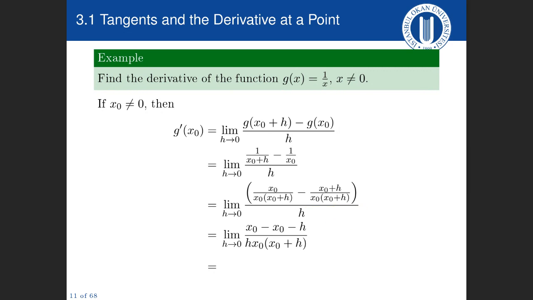At this point, we can start simplifying this. x0 will cancel with x0, and we'll just end up with minus h divided by h, x0 plus h. But then the h's will cancel as well, and we'll just be left with minus 1 on the top. At this point, it's okay to replace the h by 0. Minus 1 divided by x0 plus 0, which is just minus 1 over x0 squared. So this is our answer.